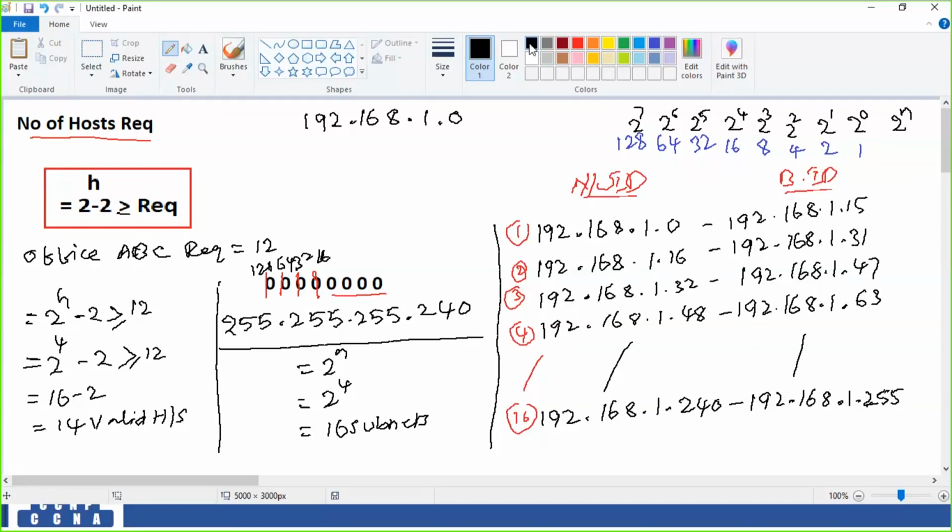Sir, can you please explain the first formula, 2 power h minus 2? Our requirement is the host requirement. So 2 power h minus 2, why minus 2? Network ID and broadcast ID. This value should be greater than or equal to our requirement. My requirement is 12, so I use 2 power 4: 16 minus 2 gives 14. From 14, I can use 12 IP addresses.